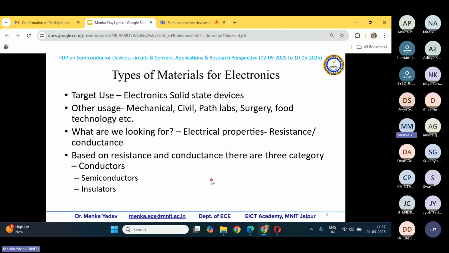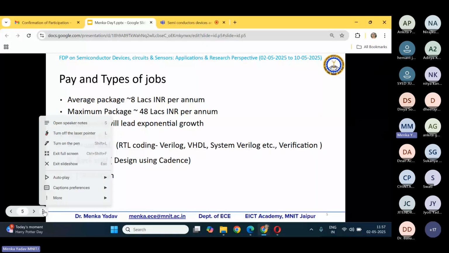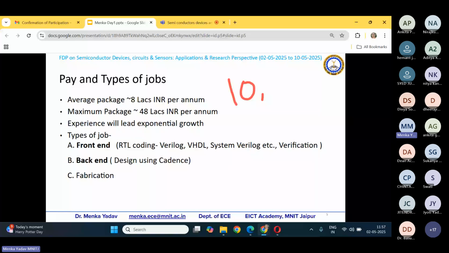Now, before proceeding to the types of materials for electronics, let me discuss the Indian market perspective. This we will discuss with the help of some calculation. All of you are having mobile phones and laptops. I presume everybody on average is having a mobile phone which costs 10,000. A smartphone everybody is having. Maybe some of you are having more, or maybe some of you are having less. So let's say 10,000 is the value of your mobile phone.